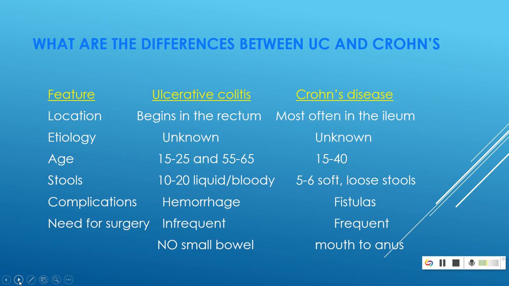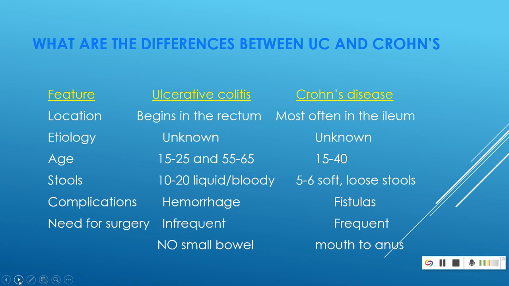The etiology, really it's unknown for both of them. We are blaming it on genetic factors at this point, and some autoantibody factors. On the age here, under ulcerative colitis, mark out the 15 to 25 and put 30 to 40. So ulcerative colitis is between 30 and 40, and then there's that gap, and then 55 to 65. Crohn's disease, it's age 15 to 40.